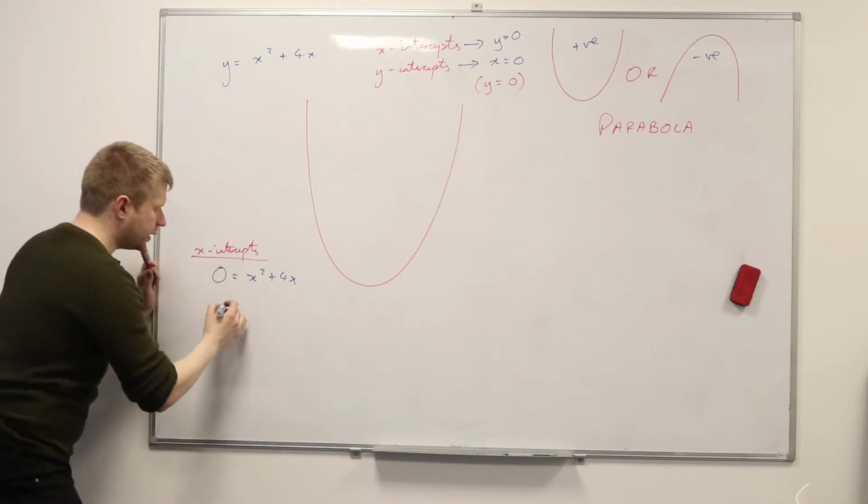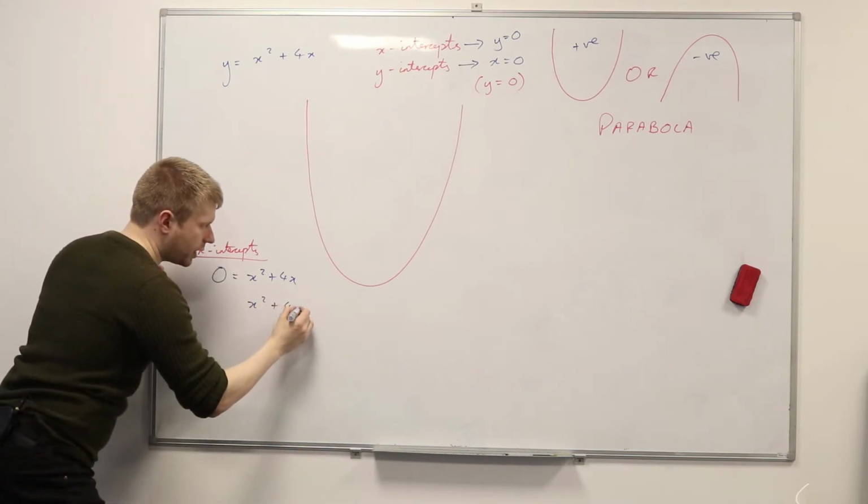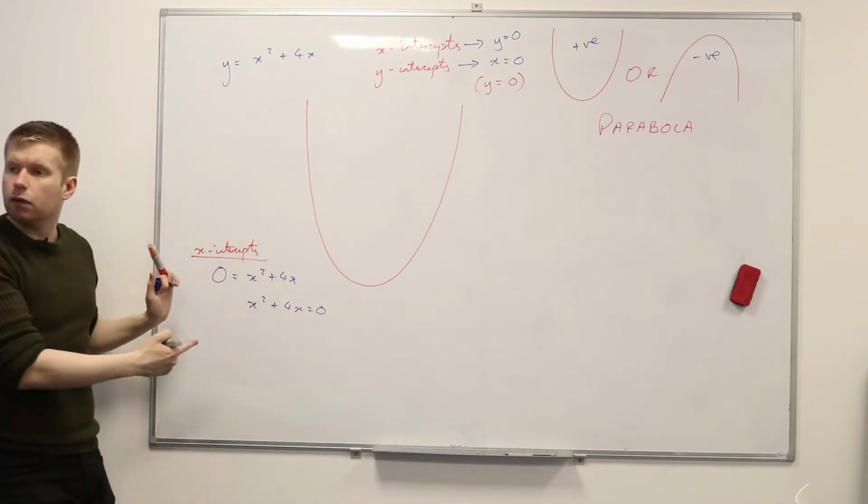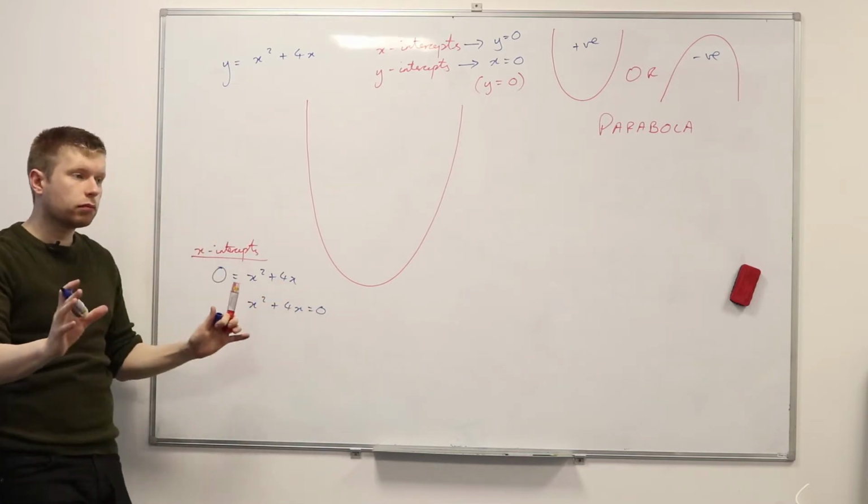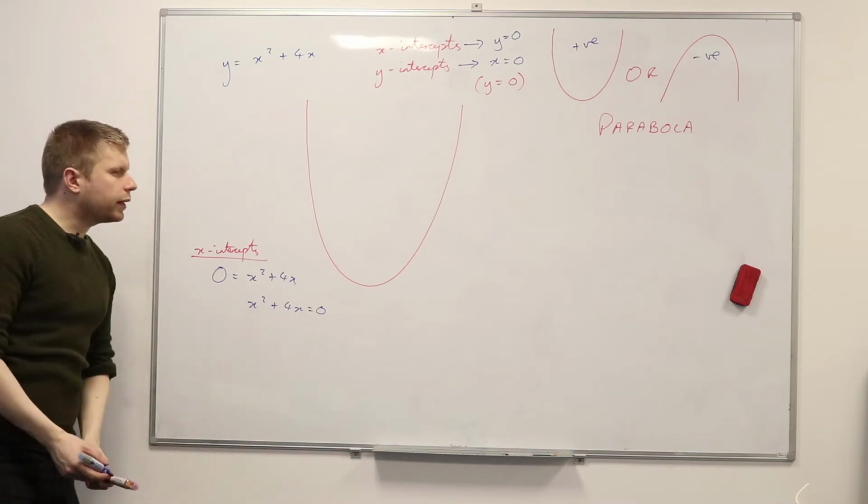In fact, let me rewrite it. So I'm going to write it as x squared plus 4x equals 0. I think that looks a little bit more familiar, okay? I've literally just swapped the sides over, okay? How can I solve something like that?